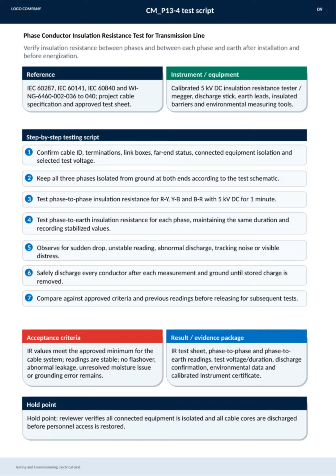All results, including test sheets, readings, discharge confirmation, and certificates for calibrated instruments, form the evidence package. Importantly, this test has a hold point where a reviewer verifies that all equipment is isolated and cables are discharged before personnel can access the area again. This ensures safety throughout the testing and commissioning process.